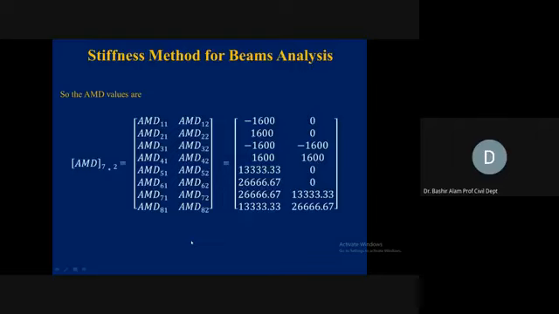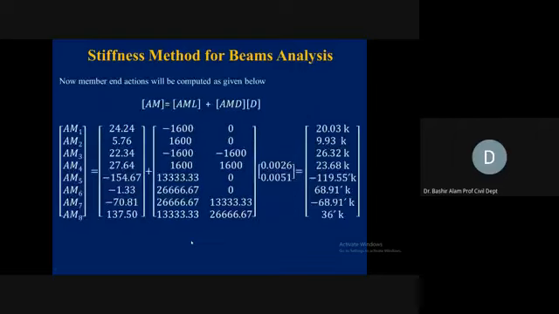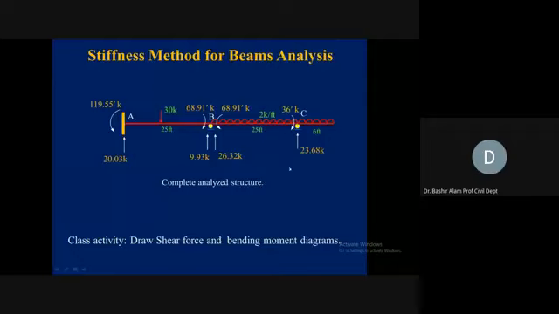The rest we need to put in this equation, and in the matrix algebra we already have the rotations. We just completed AMD, and AML we already have. So find the product of this, sum it up with this AML matrix, and get the values of AM. And then we put them on the sketch. It's routine now. And after this, we draw the bending moment and shear force diagrams. So you should be able to draw the shear force and bending moment diagrams.